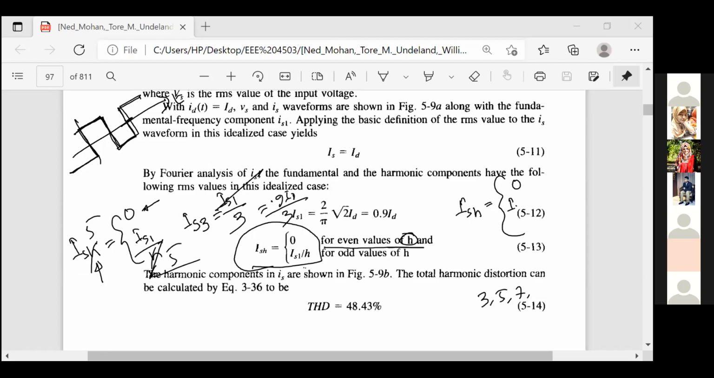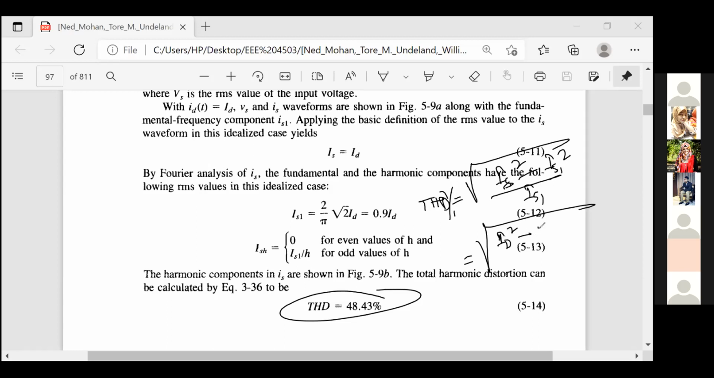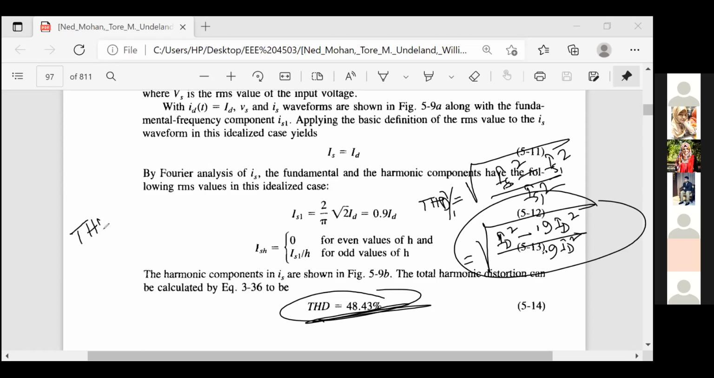And total harmonic distortion, now we want to find out for this one. Look here, total harmonic distortion percentage. We have to use the formula square root of IS square minus IS1 square, divided by IS1. We already know IS equal to ID square root, IS1 equal to 0.9 ID. So if you do this calculation, you will get this. So total harmonic distortion is coming as 48.43%.